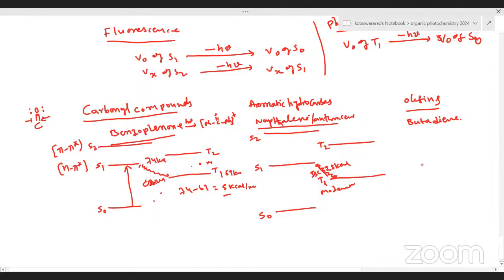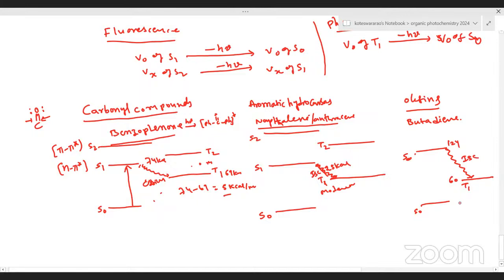When you come to butadiene, the S1 state is this one, and the S2 state is this one. Now the triplet state is like this. This is the T1 state. The difference is almost 124 versus 60 kilocalories. Then it undergoes intersystem crossing to produce the triplet state.